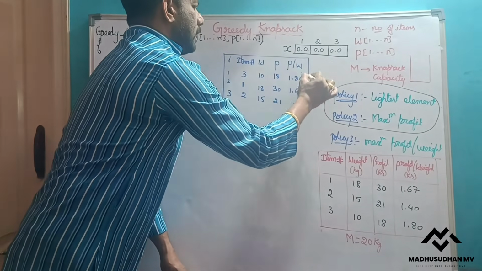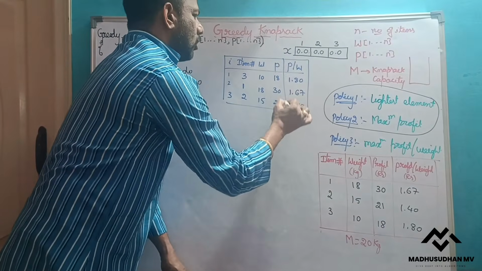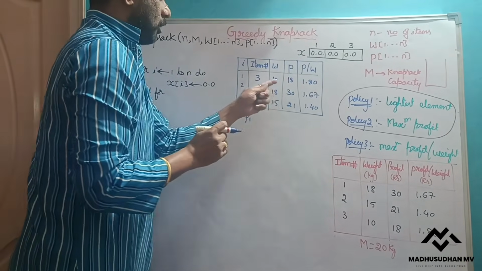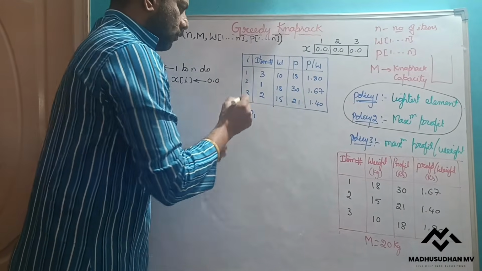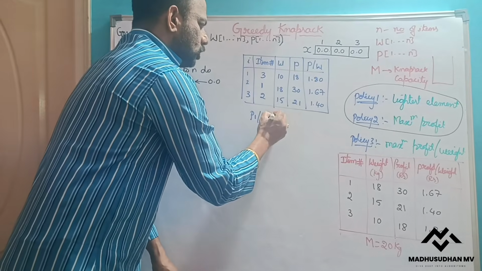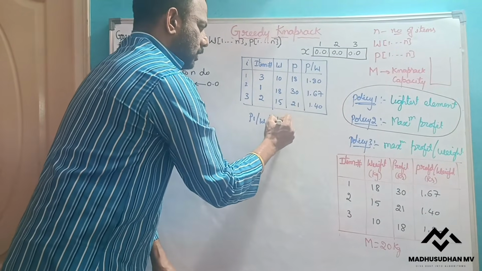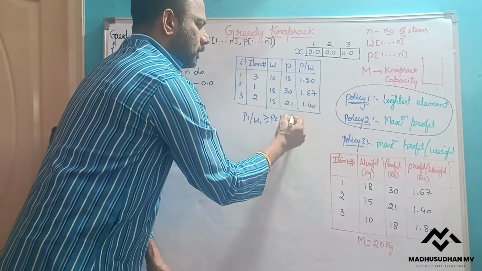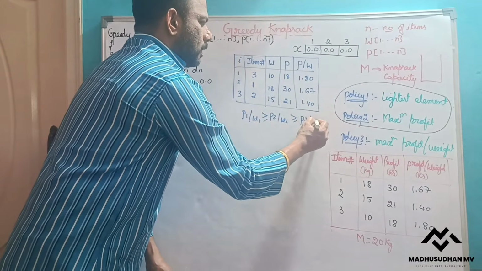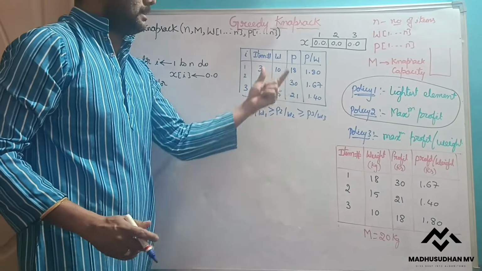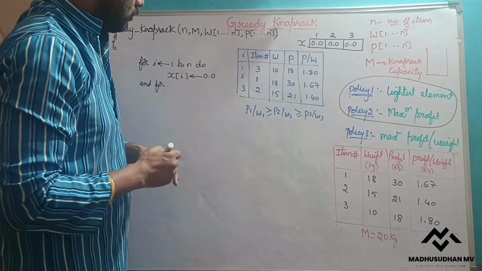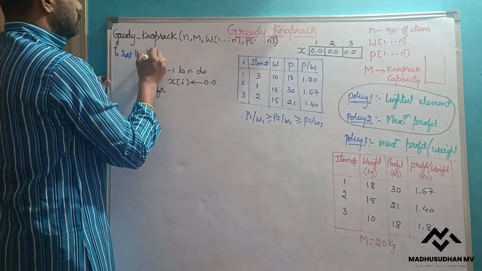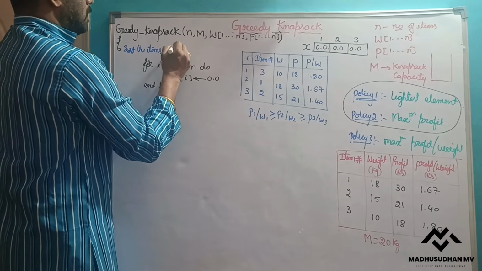This is after sorting. Here we sorted these items in such a way that the profit of the first item divided by its weight should be greater than the profit of the second divided by its weight. Similarly, this is greater than or equal to the profit per weight of the third. So like that we need to sort. That is the first step we have to do. For that we'll write here: sort the items in the order.